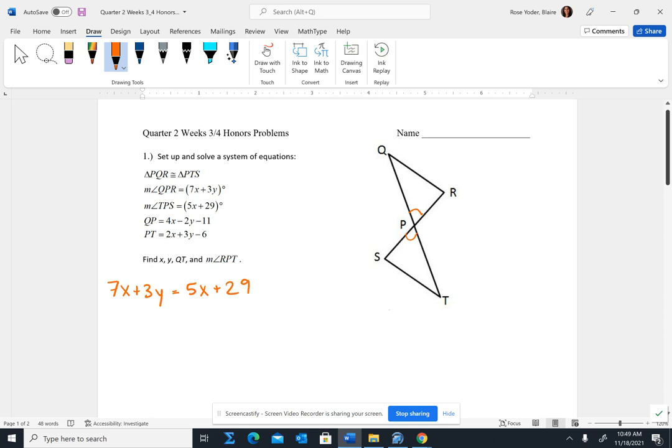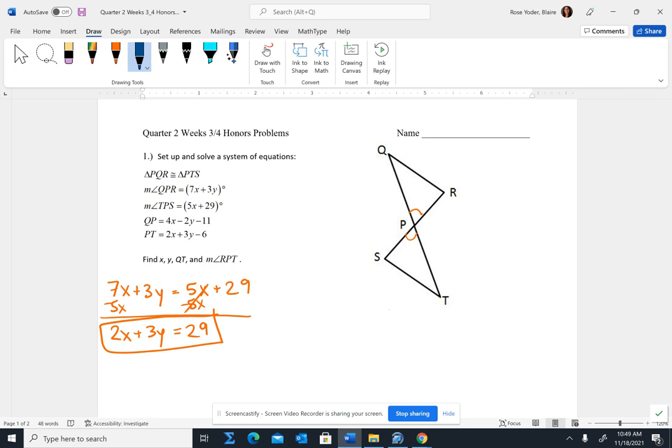There's two variables, so I know that I'm going to need two equations. So here's the first one. I'm going to organize it really quickly, and then we'll move on to the second one. I can just move this 5x over to the other side, and then I'll have 2x plus 3y equals 29. And then that equation will be organized.